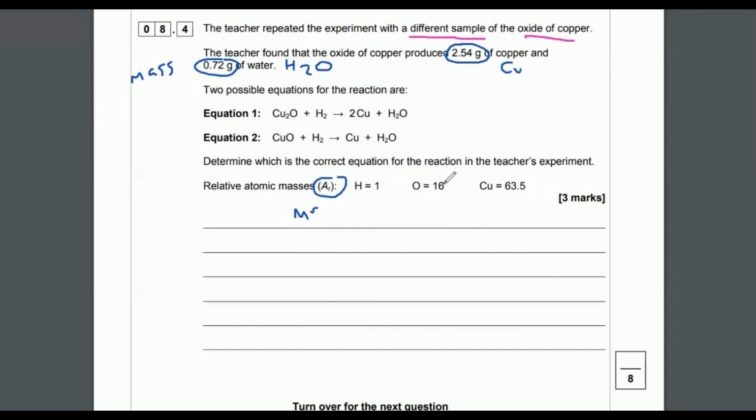We've got to use the most important equation in chemistry, which is moles equals mass over MR. You have to memorize that. If you look at this, we've got equation 1 and 2. One is where there's a 2-to-1 ratio of copper to water. In the second equation, there is a 1-to-1 ratio of copper to water. So basically, find the moles of copper, find the moles of water. Are they in a 2-to-1 ratio or a 1-to-1? And that's how you work out your answer.